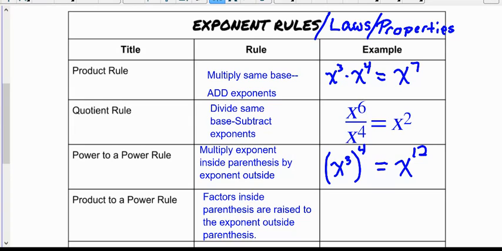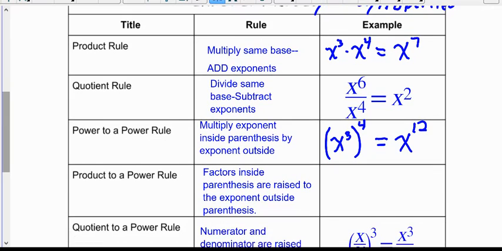The product to a power, product meaning we already have something that's being multiplied, like x times y. That's a product. We've got two factors, x and y. If that whole thing is getting raised to a power, let's say 5, then all of these factors inside are getting raised to this 5. It's like a distributive property idea, and you might even want to write that down in your own notes, that we distribute that exponent to each part of the product, each factor inside.